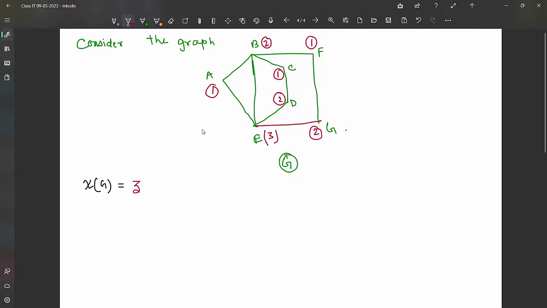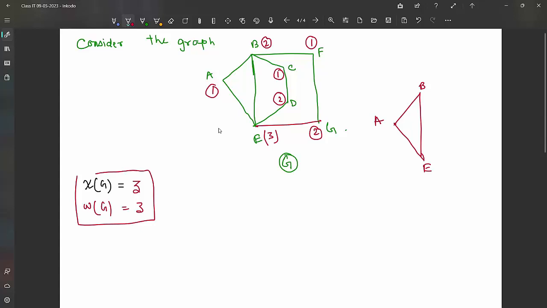Now find the clique. So what are the cliques of this graph? Look, what is the largest clique present here? There is no 4-element clique available here, right? But there is a 3-element clique, ABE. So that means ABE is a clique, a 3-element clique, and no 4-element clique is available here. So that's why omega of G, this number, is also 3. So these are both the same.